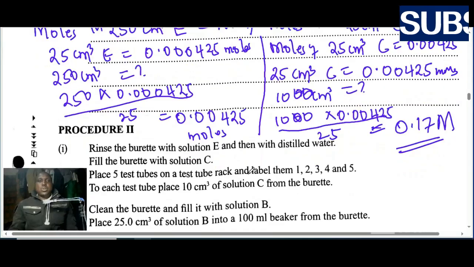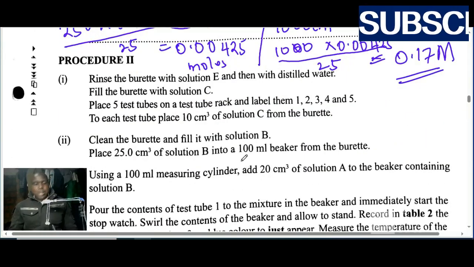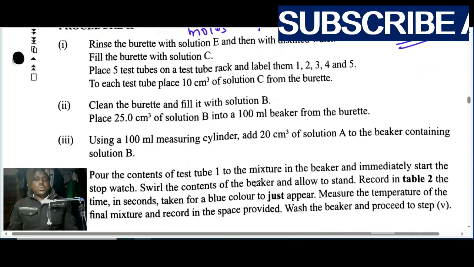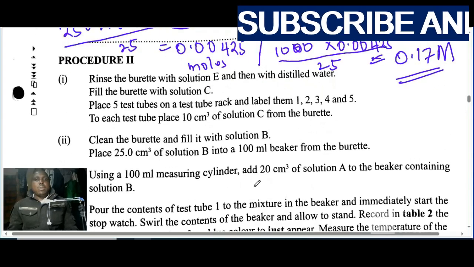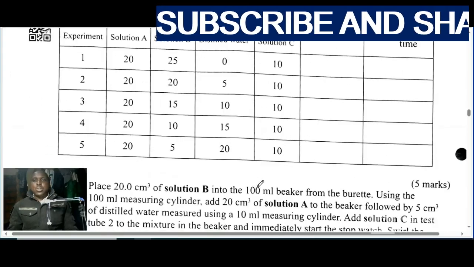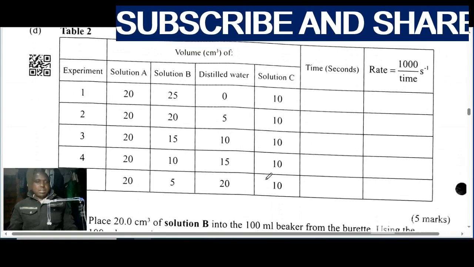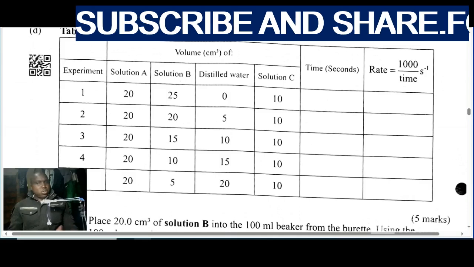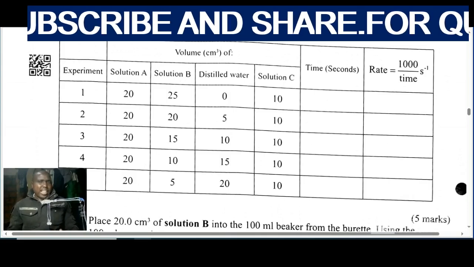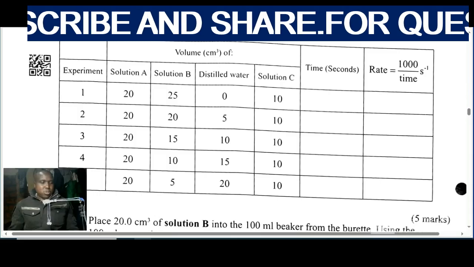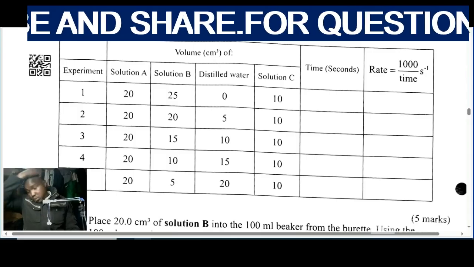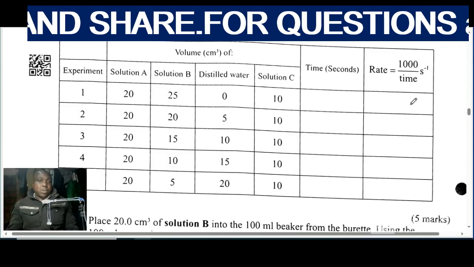Very, very important to note. So that is how we were supposed to handle the titration in 2023. Now, procedure 2 was for what? For the rate of reaction. And I'm not going to do a lot on that because I don't expect the rate of reaction this year, so there's no need of wasting time. We expect energy changes graph or another, but the rate of reaction, I don't think so because it was there last year. So I don't think it will come again. But in case it comes, no problem. You can be able to handle.